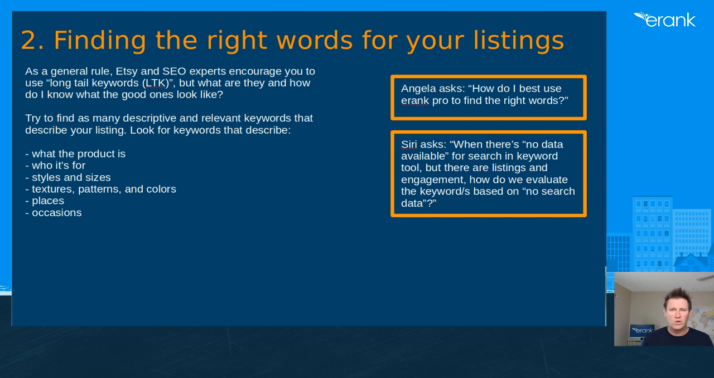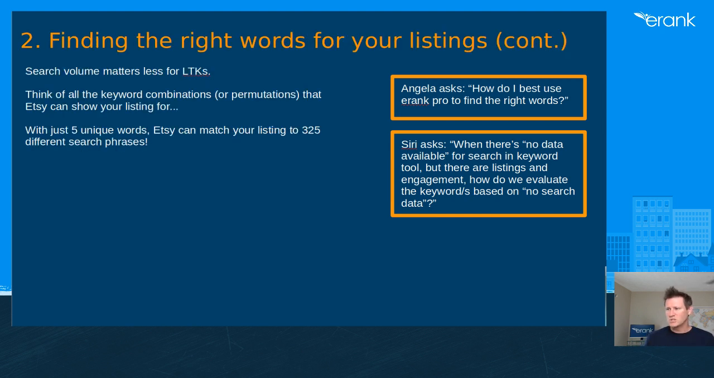So, you're looking for words that tell a buyer what the product is, who it's for, sizes and textures, styles, patterns, colors, places and occasions. If you see a phrase that has words that tell you those sort of things, then you're starting to get into interesting long tail keywords, especially if those extra words relate to your listing, because that's where the relevancy kicks in. So that all sounds a little bit vague and wishy-washy. I'm going to give you an example in a second, but I wanted to give you this thought.